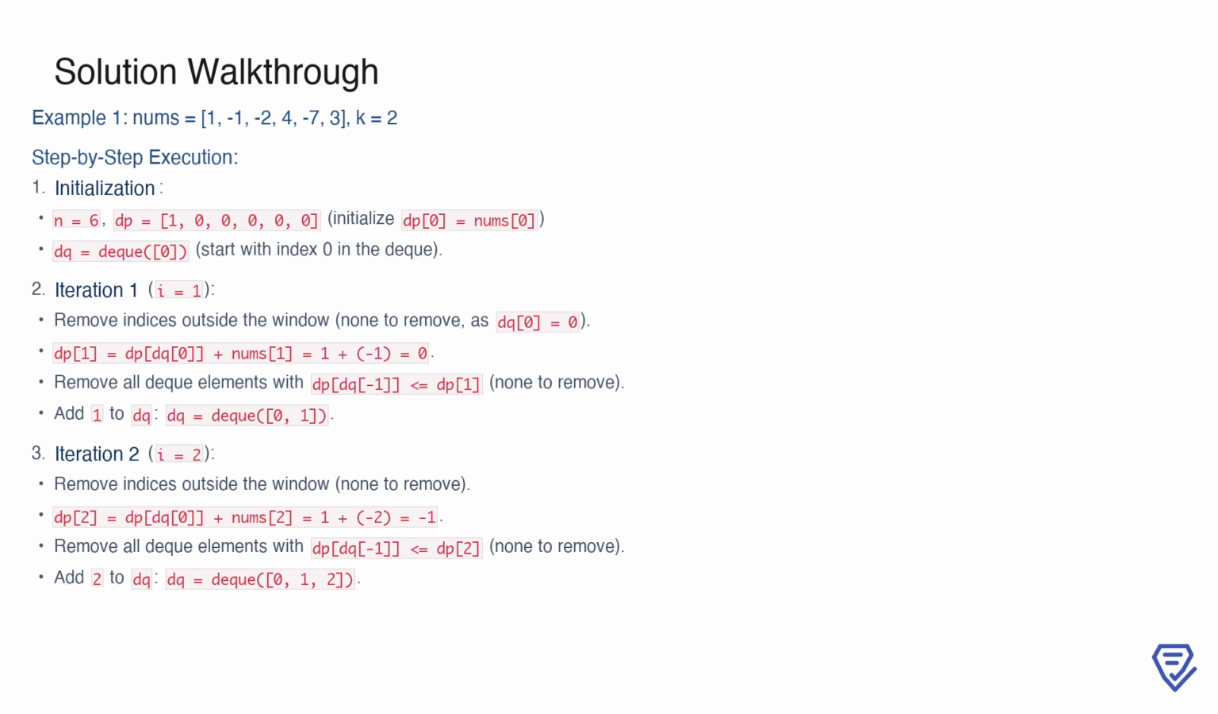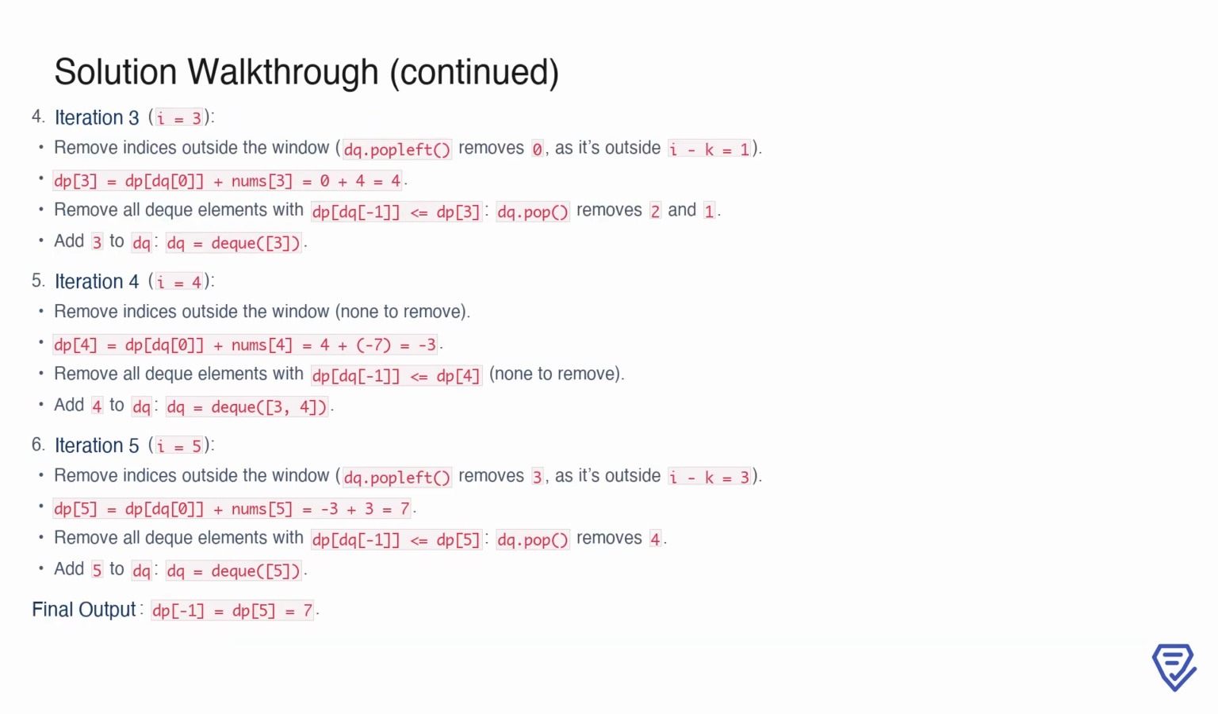Moving on to i equals 2, we again find no indices outside the window, so we calculate dp[2] as dp[dq[0]] plus nums[2], which equals 1 plus minus 2, equals minus 1. Similarly, no deque elements need to be removed, and we add index 2 to the deque. At this point, the deque contains indices 0, 1, 2.